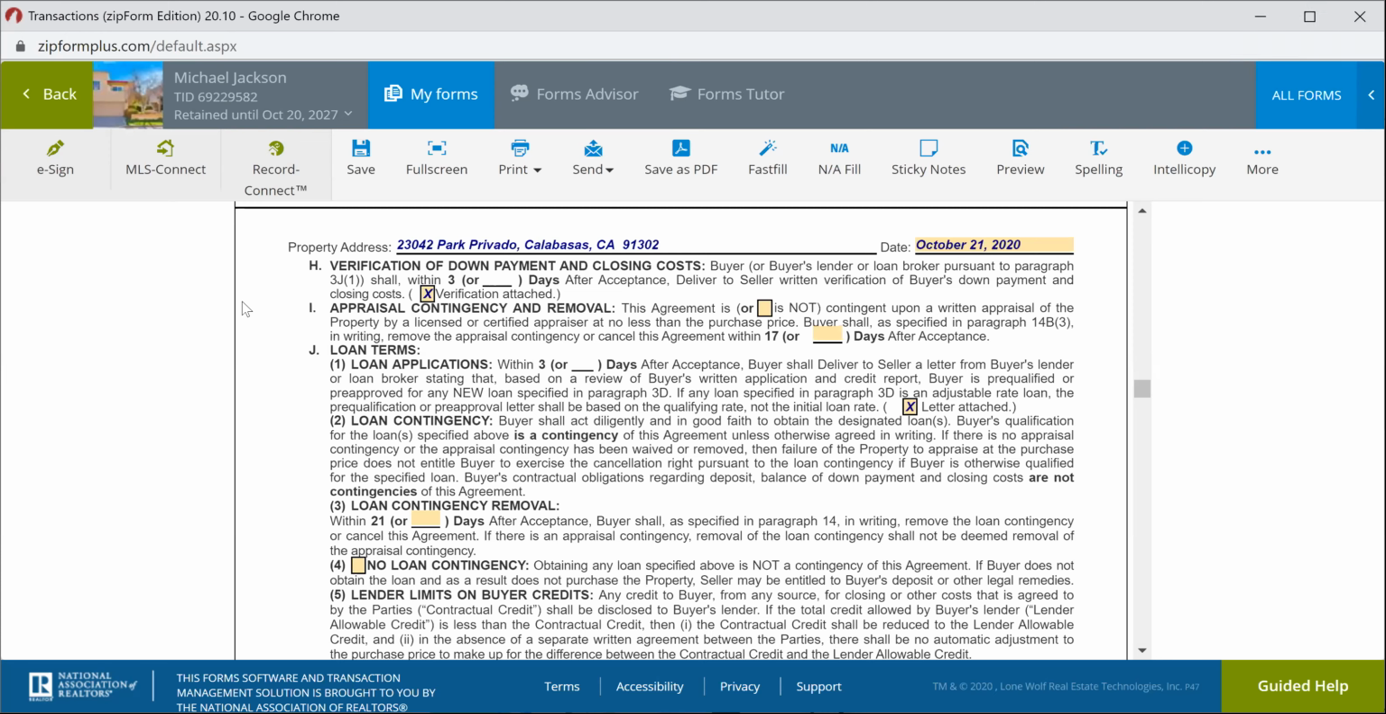Okay, so then you can talk to people too. Now, next one, appraisal contingency and removal. This agreement defaults to the agreement being contingent upon a written appraisal of the property by a licensed or certified appraiser, right?